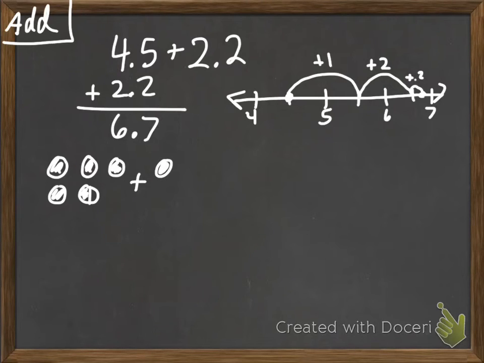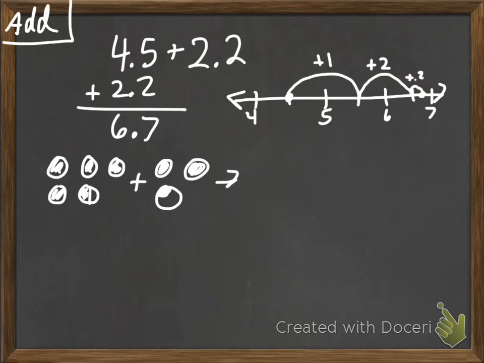So 1, 2, and then let's say that's roughly 0.2 of a circle. You can guess a little bit when you draw the pictures, just make sure it looks like it'd be right. I don't want you coloring half a circle and telling me that means 0.2. No, that looks a lot like 0.5.